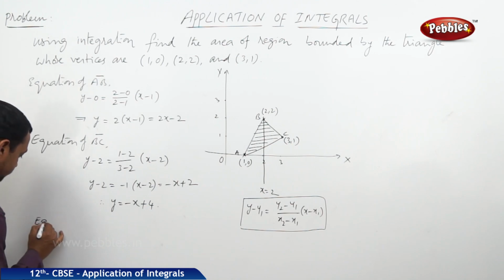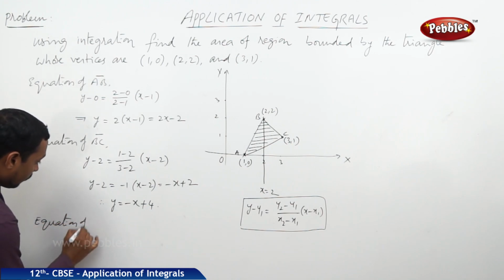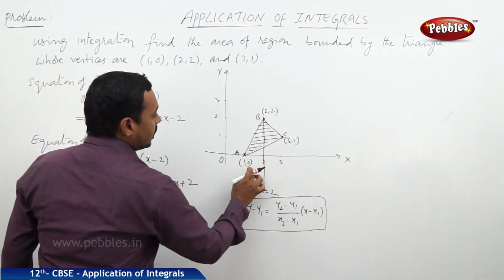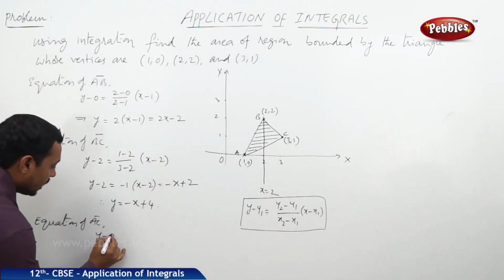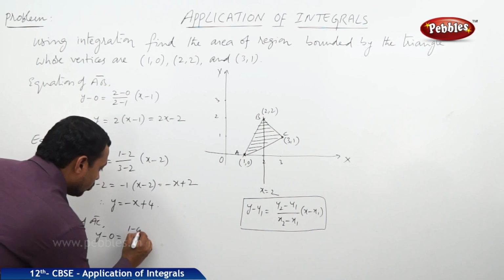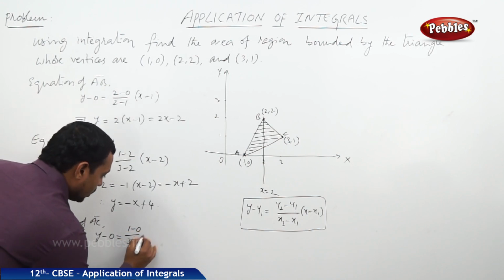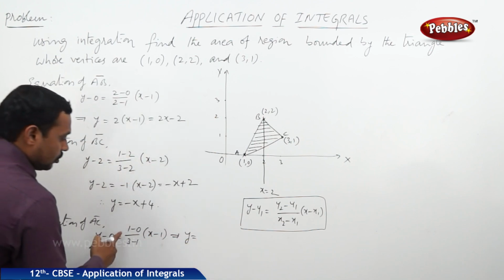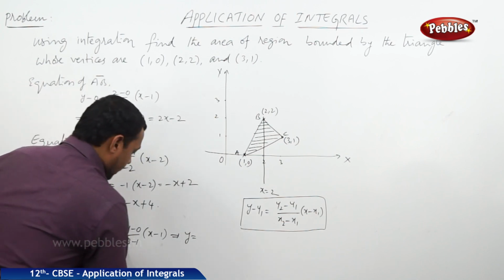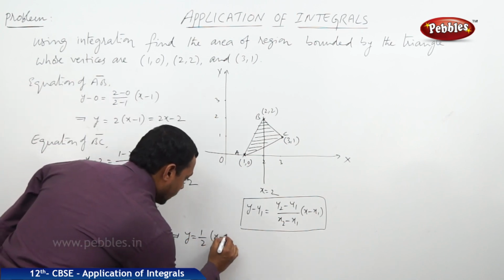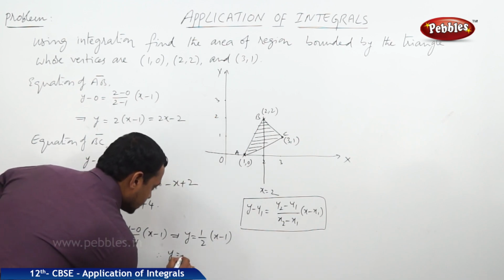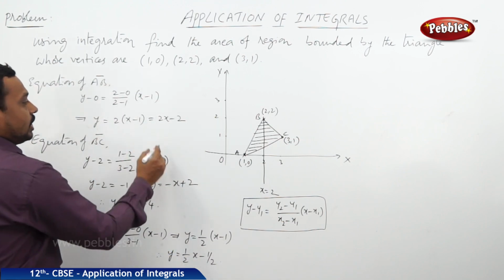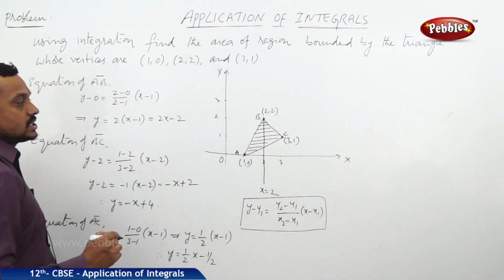Now also find the equation of AC, that is A and C. Here the points are 1 comma 0, 3 comma 1. Y minus 0 is equal to (1 minus 0) by (3 minus 1) into x minus 1. Now this implies y is equal to 1 minus 0, 1 by 3 minus 1, 2, 1 by 2 into x minus 1. Therefore, the equation is y is equal to 1 by 2 x minus 1 by 2. Now these are the three equations defined by the three vertices.